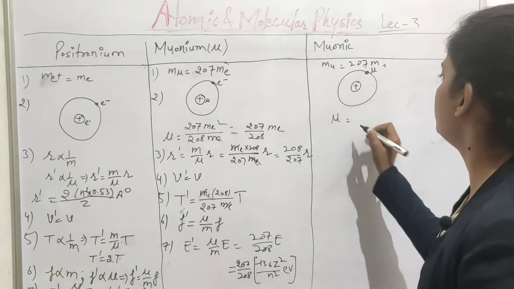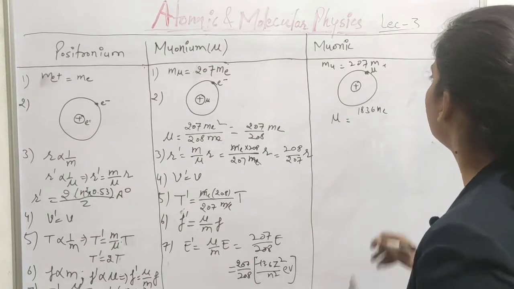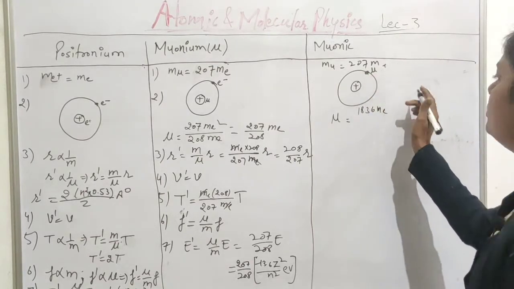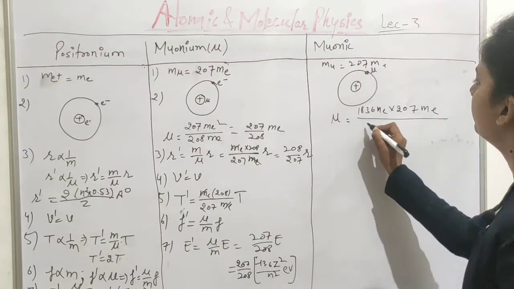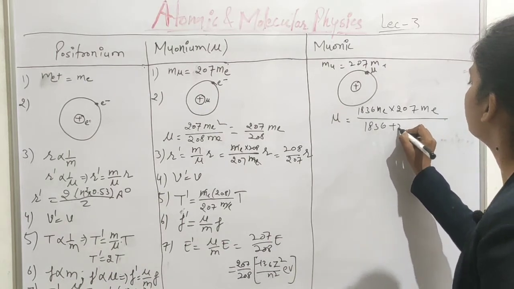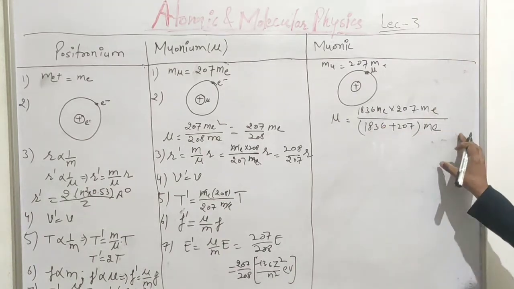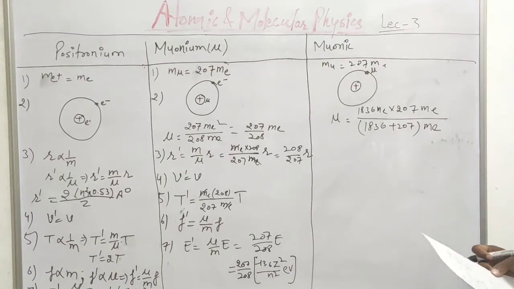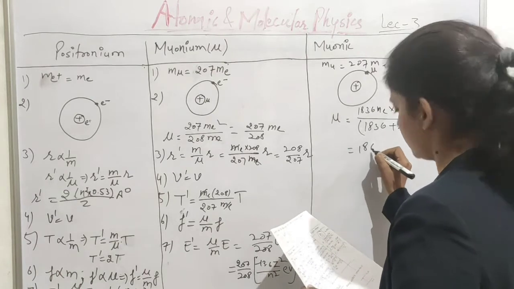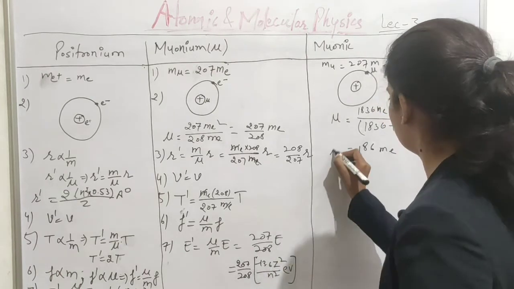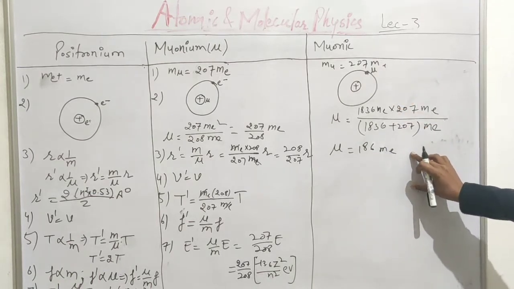So the reduced mass will be m1, that is 1836 times mass of electron, and m2, that is the mass of muon, that is 207 times the mass of electron, over 1836 plus 207 mass of electron. So after solving this, this comes out to be 186 times mass of electron. So this is the value of reduced mass for muonic atom.